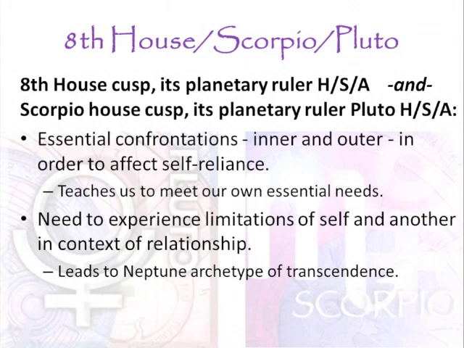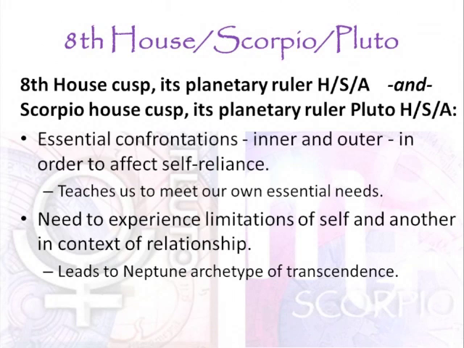It will also, through those confrontations, show us where we will experience the limitation of ourself and another human being in the context of a relationship. And that exposure of those limitations, the 8th house trining to the 12th, will then lead us to the Neptunian archetype of transcendence. Now we'll discuss this in more detail.